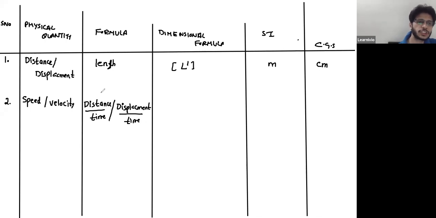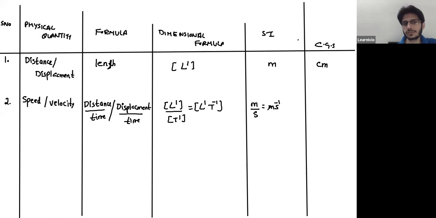As far as dimensions are concerned, both distance and displacement are length. So when we write dimensions, this is L1 over T1. Distance is length, time is T1. So the combined dimensions are L1 T minus 1. Again, the unit is unit of distance divided by unit of time. Distance unit is meter, time unit is second. So the combined unit is meter per second. In CGS, instead of meter we use centimeter, and time is seconds in both. So that's centimeter per second.